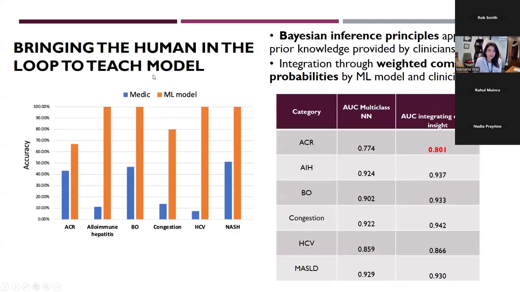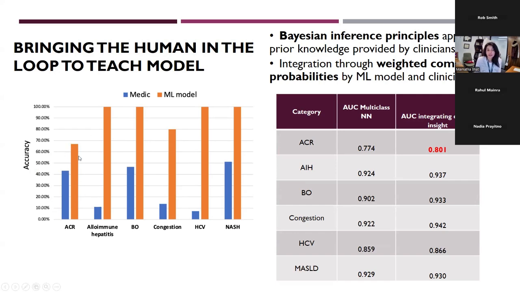And then we decided to evaluate the performance of the ML model versus the medic. So we had an experiment where we had 12 medics or hepatologists evaluate 30 cases and try to determine what was the likely diagnosis on pathology. And in fact, the ML model was better performing overall than the medic. We then looked at why the ML model was lesser performing, for example, in rejection.